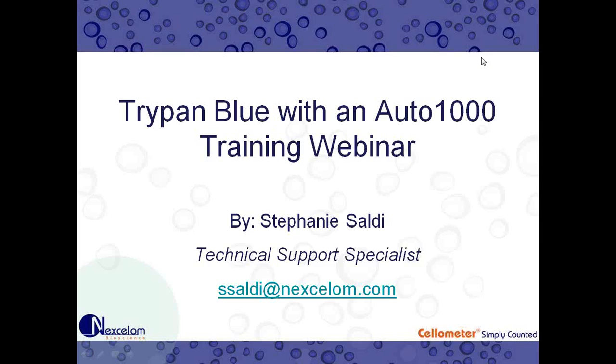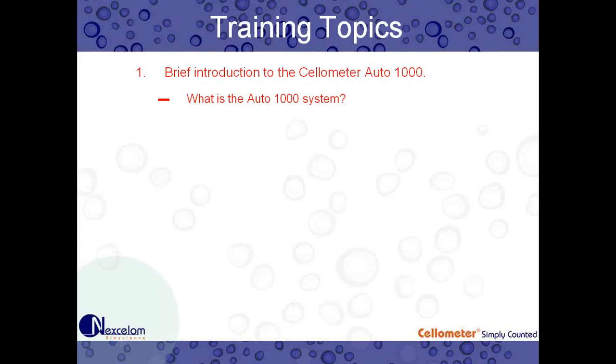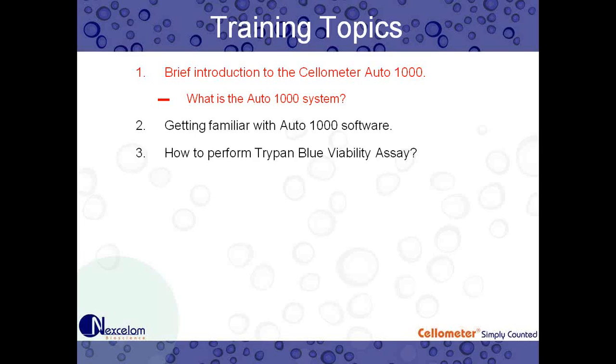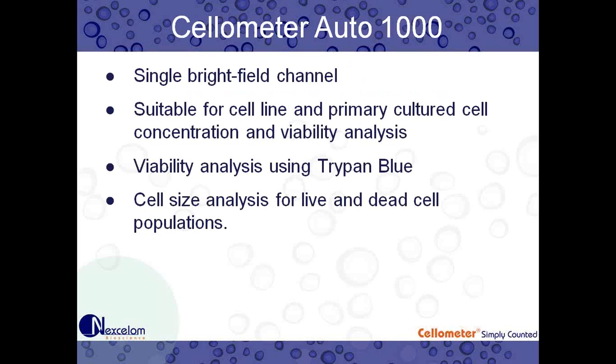So getting started, we can take a look at what topics we will be working with today. First, I'll give a brief introduction to the Cellometer Auto 2000 software and what it is and what types of cells it is used for. And then we'll familiarize ourselves with the software and go through the home screen for a little bit. And this will be followed by how to perform the Trypan Blue Viability Assay. And then I'll discuss some of the data management features for the instrument very briefly.